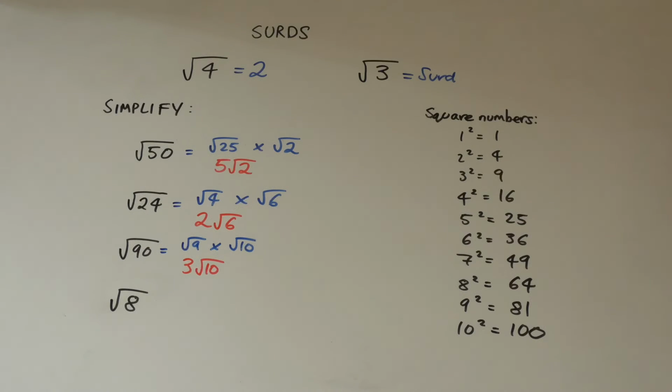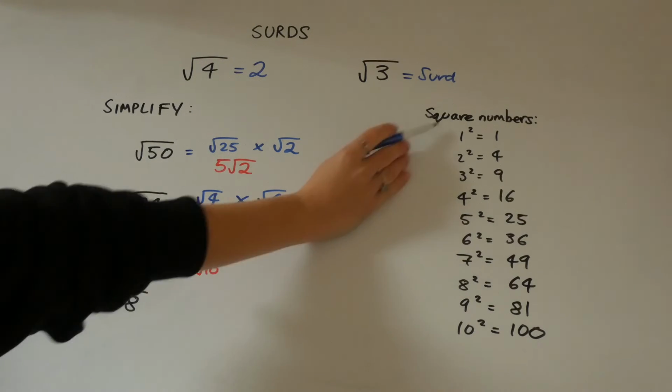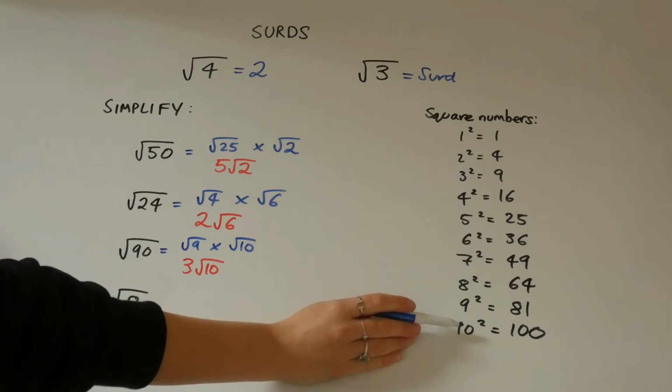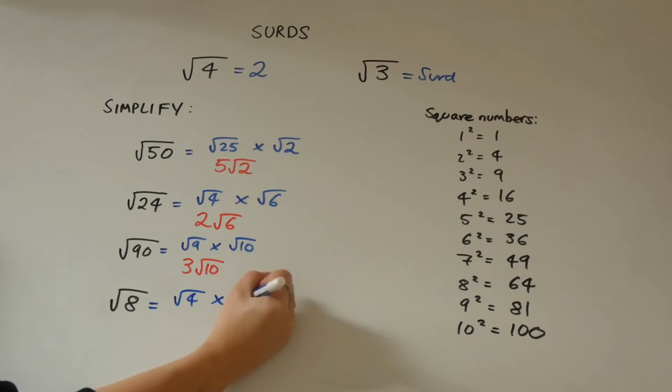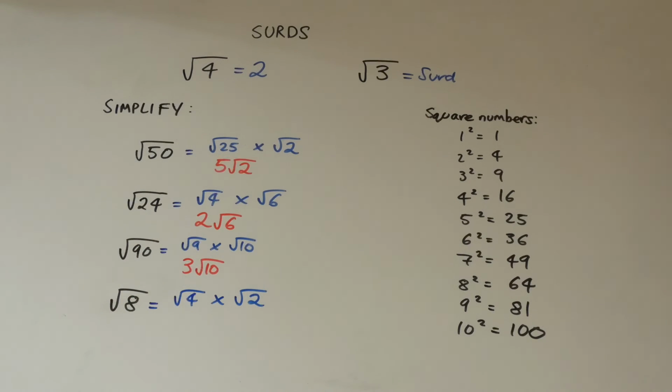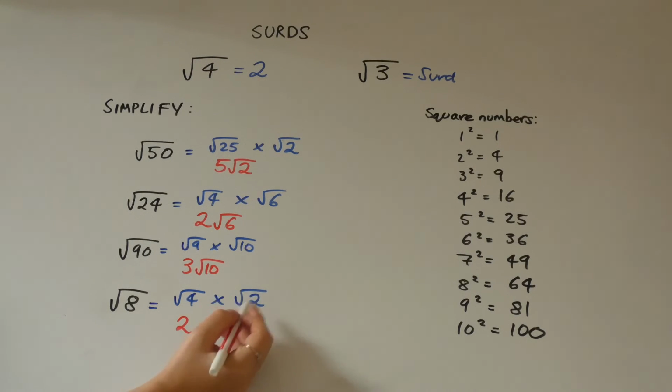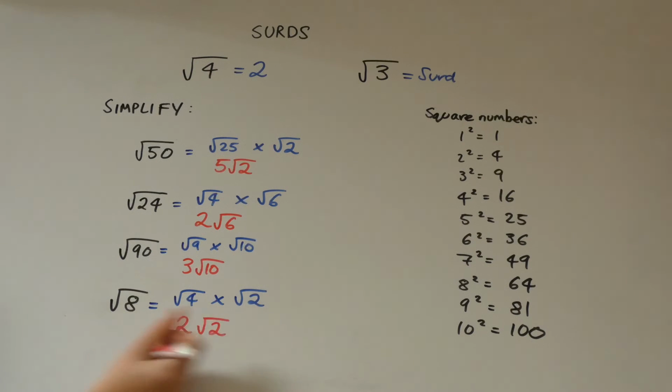Then again with root 8, two numbers that go into 8, with one being in this list, we know that 4 times 2 gives us 8, so root 8 is root 4 times root 2. We know root 4 is just 2, so we can go ahead and simplify that straight away. And we know 2 is not a square number, so root 2 is irrational, and we keep it in its surd format. So we can simplify this to 2 root 2.